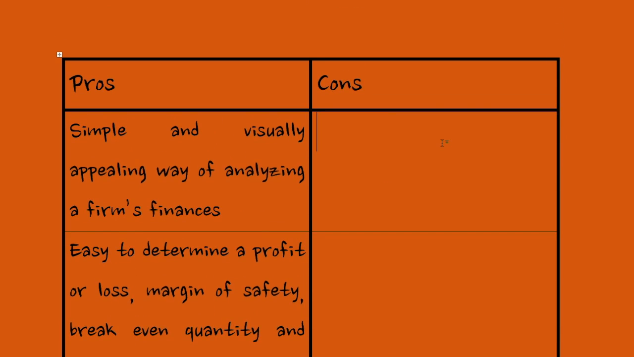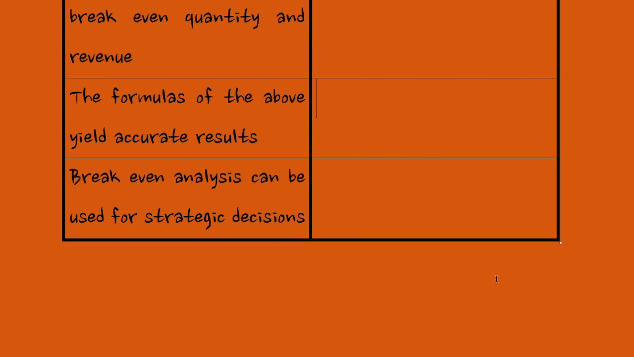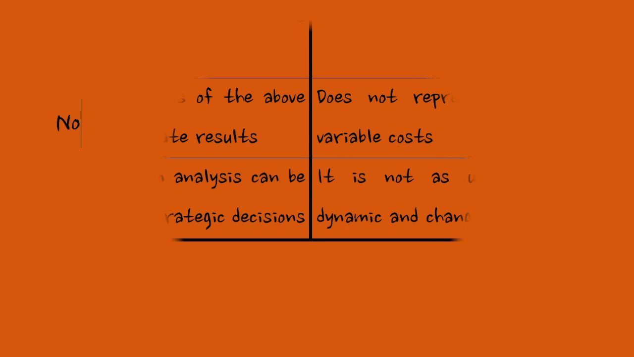However, it also has cons. For example, it assumes that the entire stock of the firm is sold. It also assumes that the revenue and cost lines are linear. Furthermore, it does not represent semi-variable costs. And finally, it is not as useful in dynamic and changing environments. Now for a real-life example.